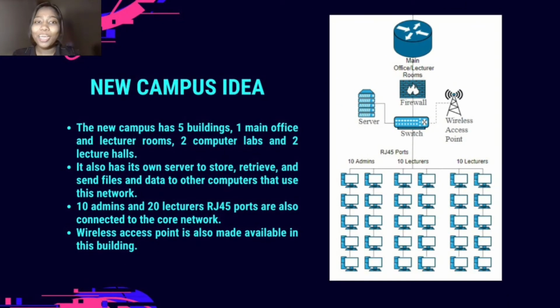Good day, I'm Sindhuja and I'll be explaining the new CS campus network topology design. The new CS campus router is connected to the inter-campus router in a mesh topology manner. The new campus consists of 5 buildings: 1 main office and lecture rooms, 2 computer labs and 2 lecture halls. All the buildings have their own firewalls and switches for a device to bypass and provide central connection for all the devices in the network.